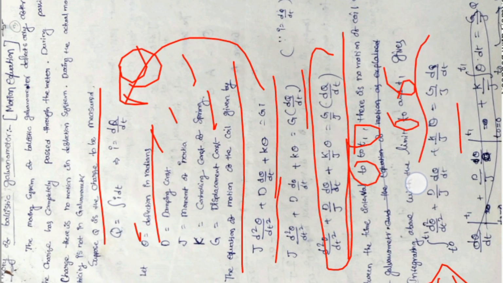Integrating, we apply the limits for the left hand side only. Why we apply this: between the time interval t0 to t1 there is no motion of the coil until some current flows through the galvanometer, then only will the motion occur in the galvanometer.